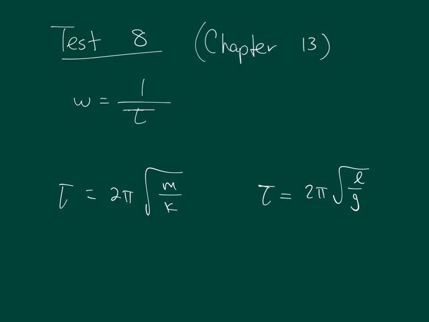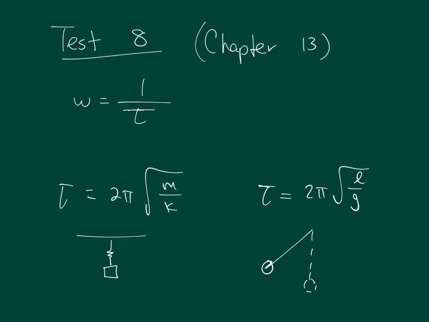In the next 2 equations, what I want to start pointing out has a lot to do with relationships. Let's discuss what's happening here. This is the pendulum over here on the right-hand side, and this is the mass spring system on the left-hand side. Now, for the mass spring system, tau, again, is the time period it takes for one oscillation to occur.